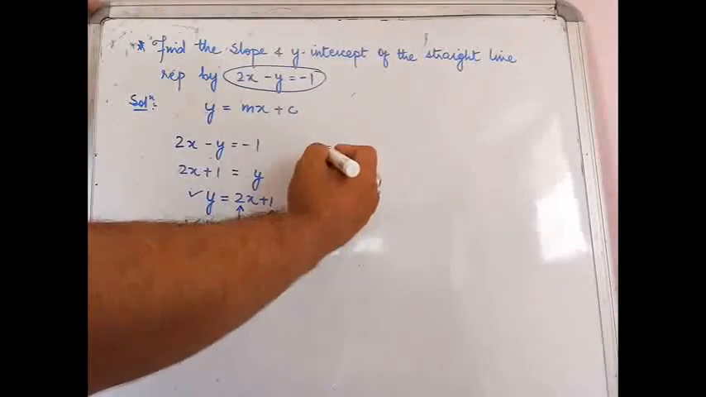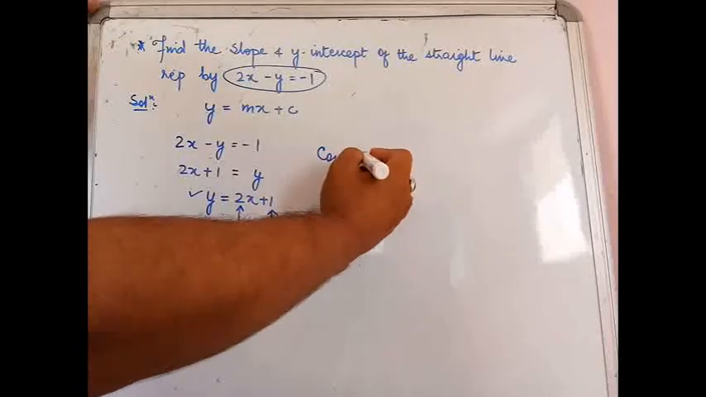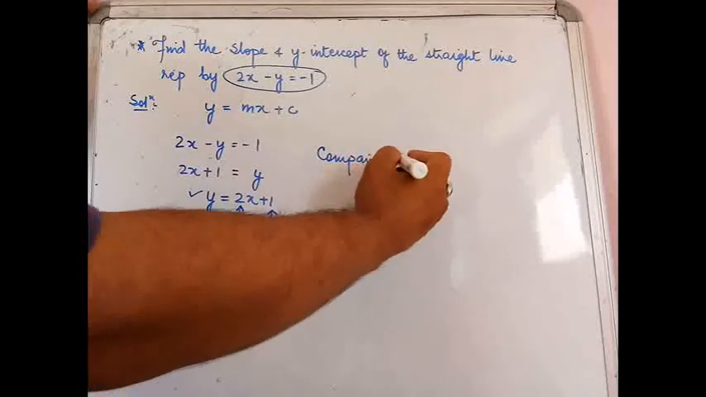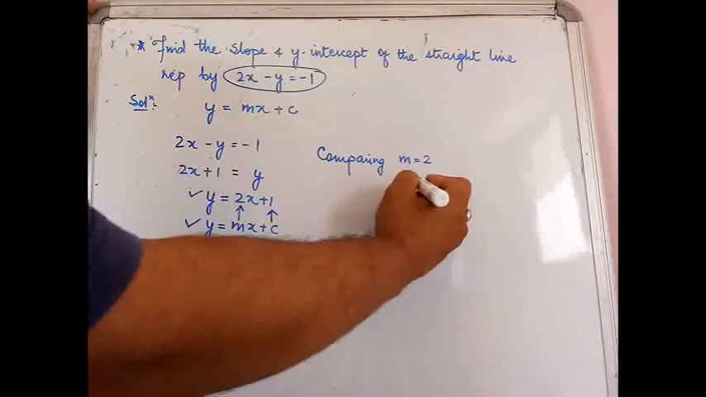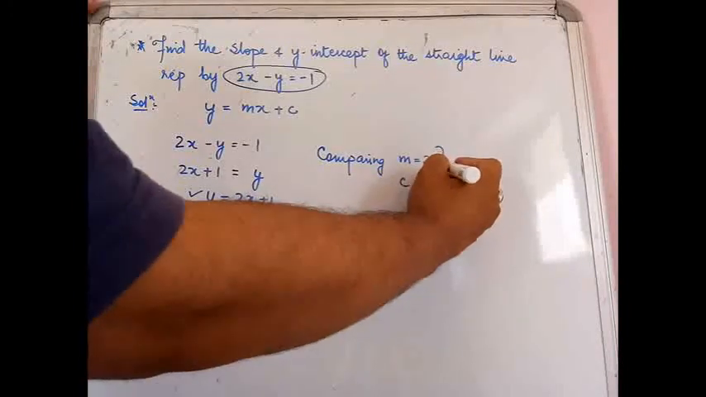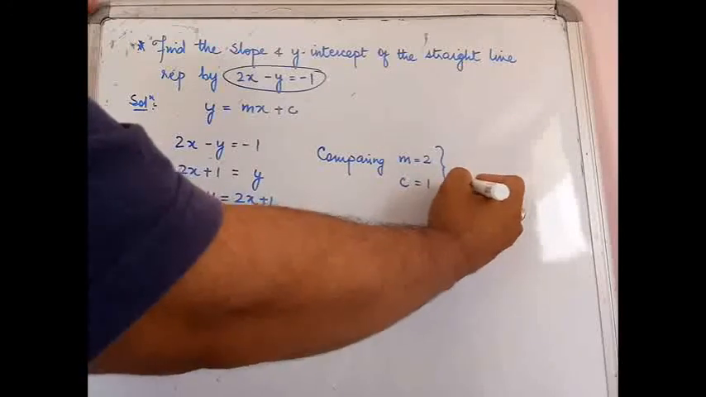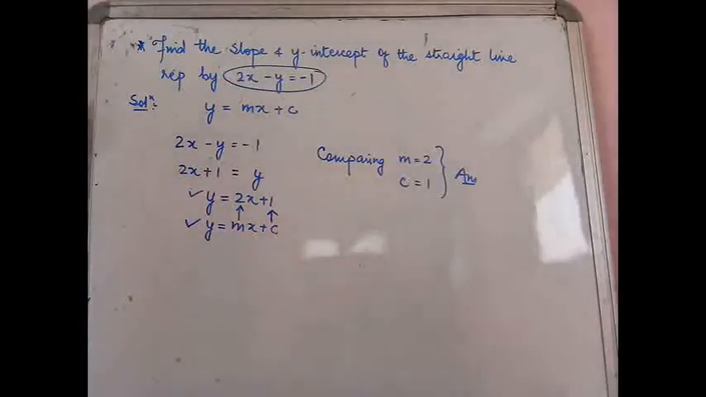So you can write, comparing, you have the slope value as 2 and the y-intercept as 1. These were the things that had been asked in the question.